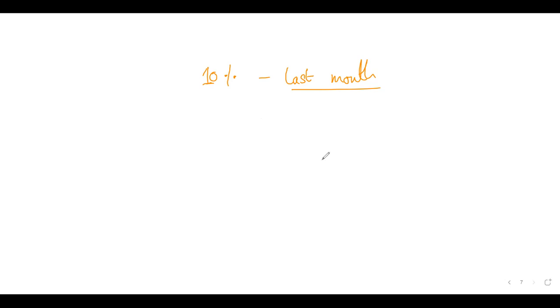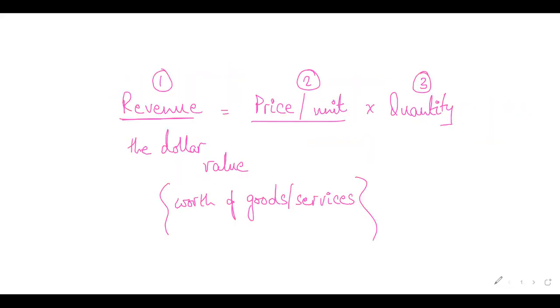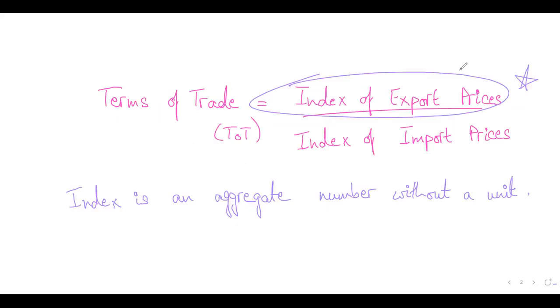It's an average, because some products might have decreased in prices, some products might have increased by more than 10, and some would have increased by less than 10. It's an overall measure. So you use index numbers when calculating inflation, you use index numbers when measuring the performance of a stock exchange, you use index numbers when you are measuring the change in export and import prices, like we are about to do in terms of trade. Now, is this giving you a better perspective? Are we good on this? So an index is an aggregate number without a unit. So there is no unit.